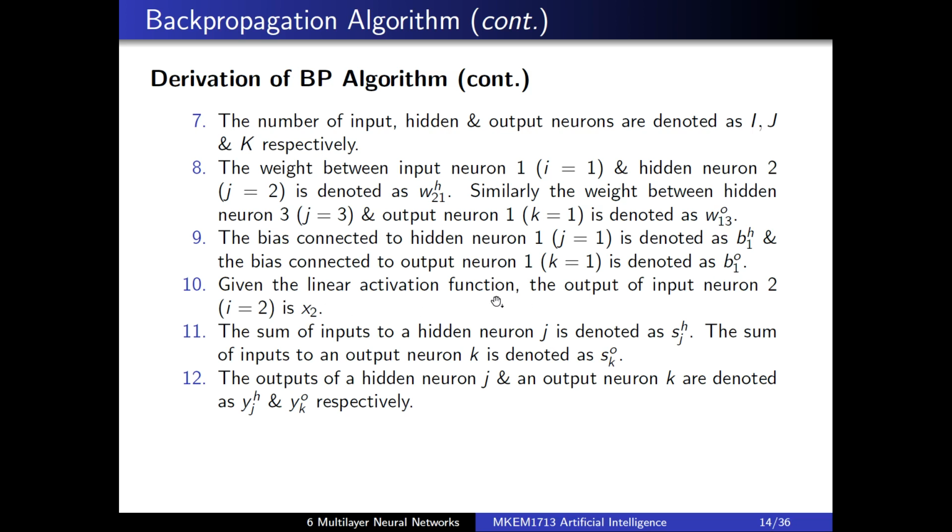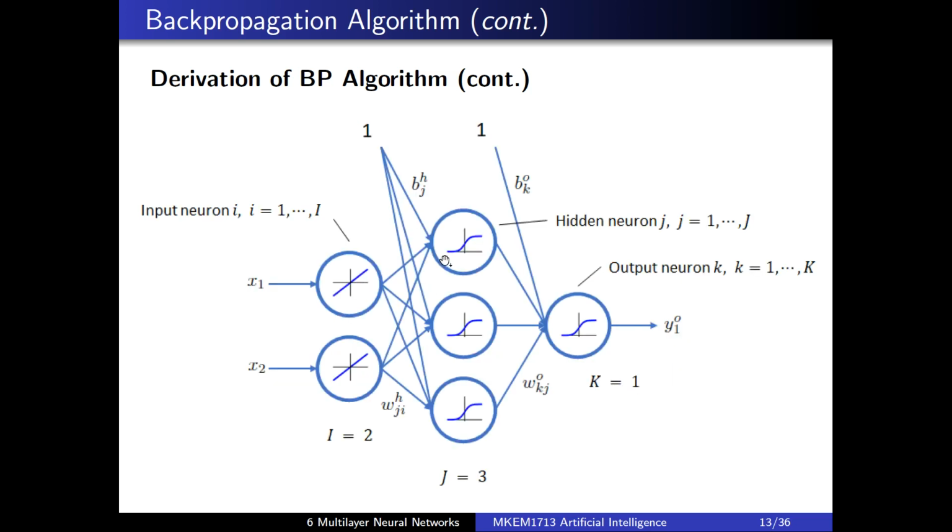Given the linear activation function, the output of input neuron 2 is X2. The sum of inputs to a hidden neuron J is denoted as SHJ. The sum of inputs to an output neuron K is denoted as SOK. So once again, SHJ is the sum of signal that enters the hidden neuron. If we are talking about hidden neuron 2, the sum of signal is called SH2.